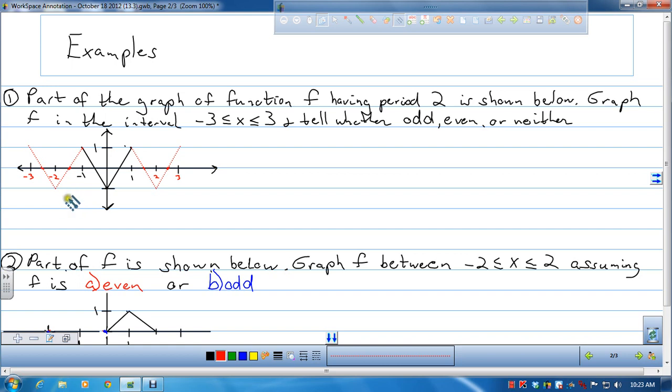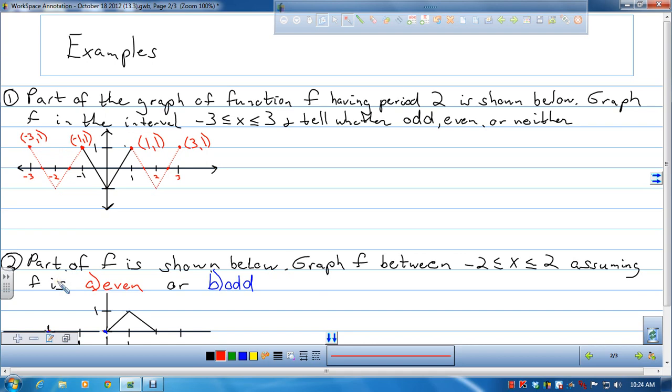And now tell whether it's odd, even, or neither. When I'm going through that process, I want to look at some points. So if I have a value right here of 1, 1 is that point, right? And then I've got another point over here at 3, 1. To determine whether it's even, odd, or neither, I want to look over here at these points. That point is negative 1, 1, right? And that point is negative 3, 1.